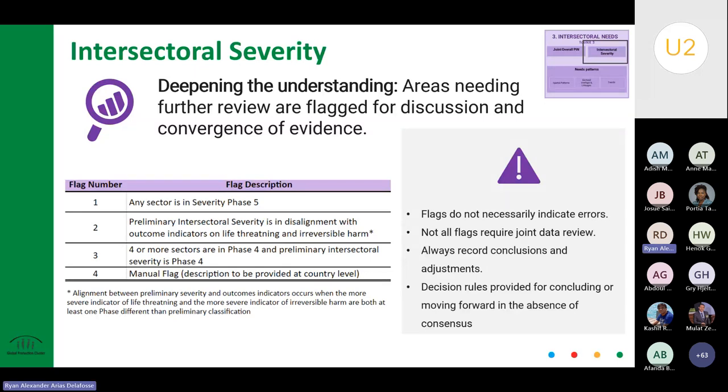Similarly, if you think that severity is not aligned with outcome indicators on life-threatening and irreversible harm, which we will review, we will also flag that as well. And then manual flags as well. So once again, similar to PIN, these flags don't mean that there are errors. It is just saying this is something that needs to be highlighted and make sure that it's correct.